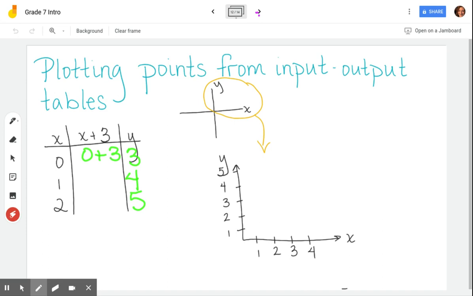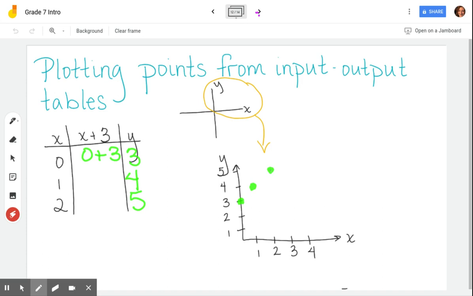Now, when I plot these, my x is my side to side. So when I put in a 0 for x, that means I'm not going to go right or left. I'm going to stay right in the middle. I got a 3 for my output. So I'm going to go up to a positive 3 on the y-axis, and I'm going to put a point right there. I didn't move right or left, so I want it to be right on that y-axis. When I put in a 1, so I'm going to go over to 1 on the x-axis, I got a 4. So I'm going to go up to 4. And when I put in a 2, I got a 5. So I'm going to go over to 2 and up to 5.